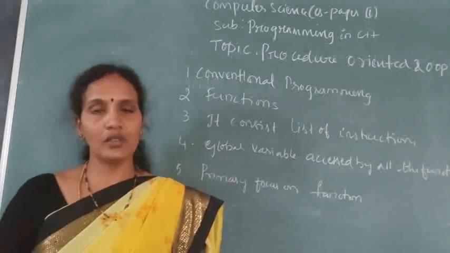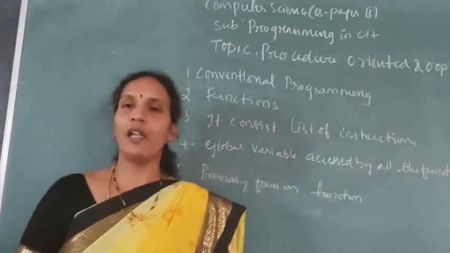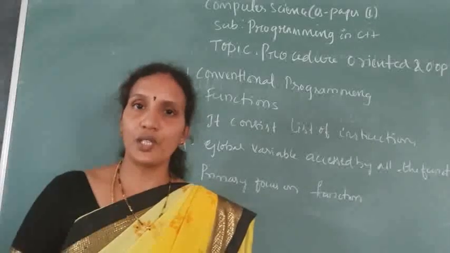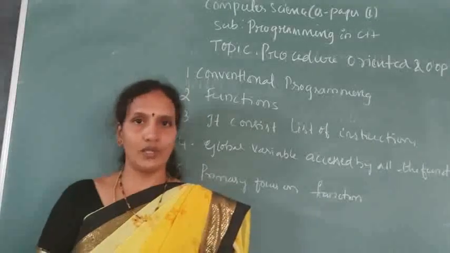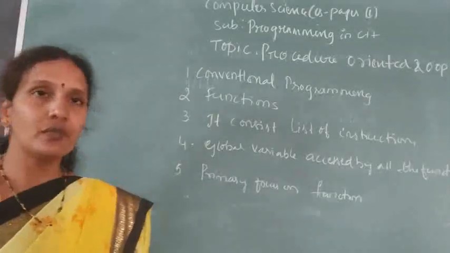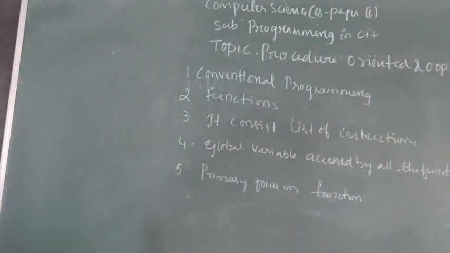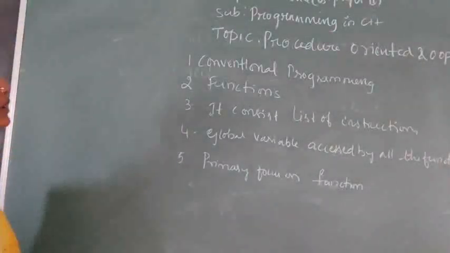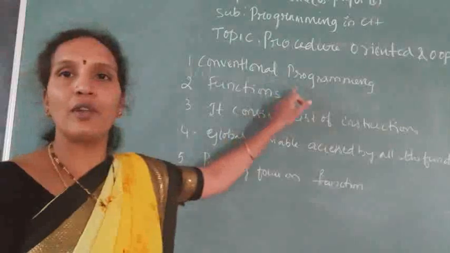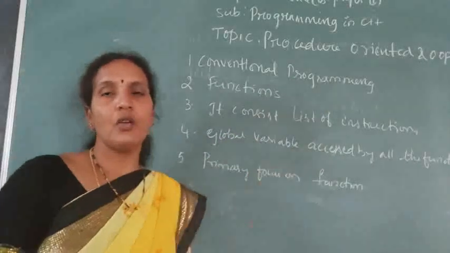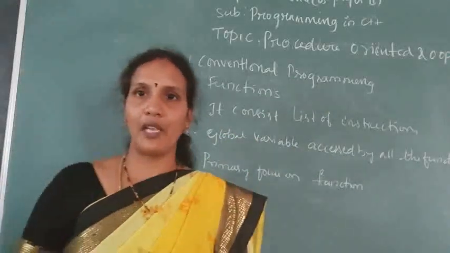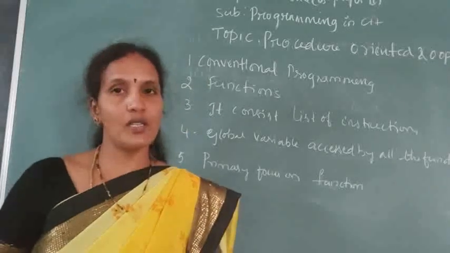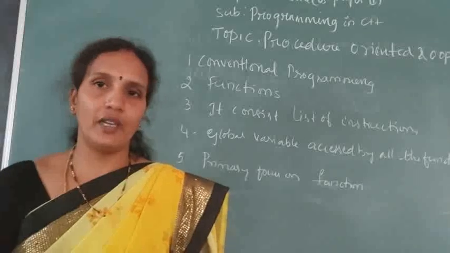Next we will go to object-oriented programming, and I will explain the difference also. What is the difference between a procedure-oriented program and an object-oriented program? Here, first we will discuss procedural. In procedural, the first point is that it is a conventional programming language. Conventional means it follows the tradition, and it is also called a traditional programming language.